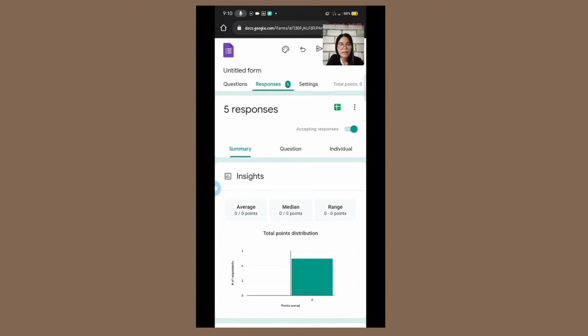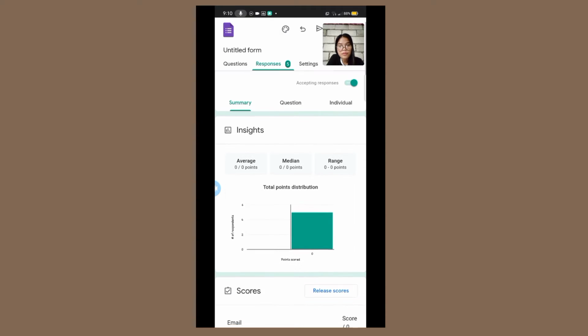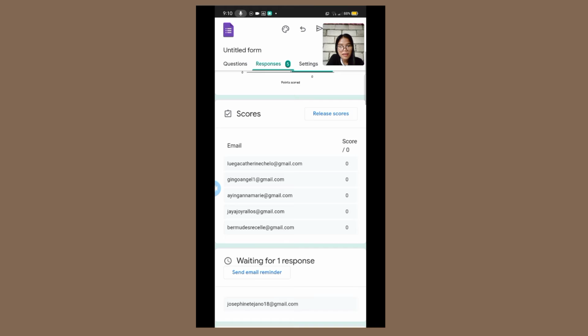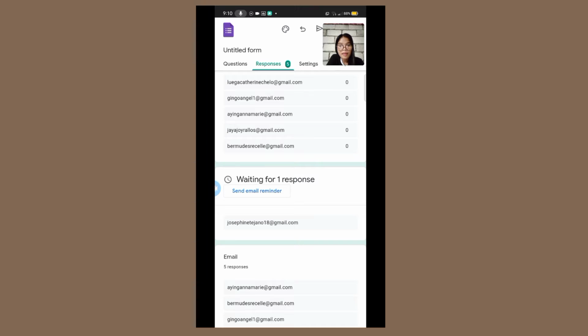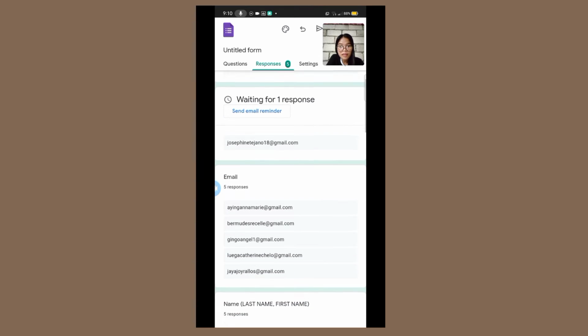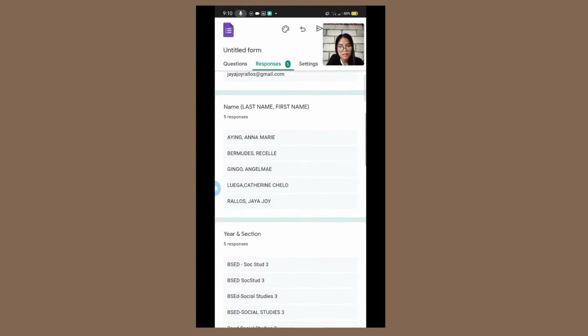So right here are the responses of my selected assumed students from the 5 groups, namely Miss Luega, Miss Gingo, Miss Aying, Miss Ralios, and Miss Bermudez.